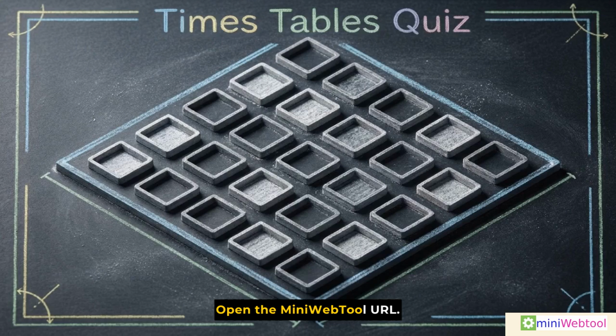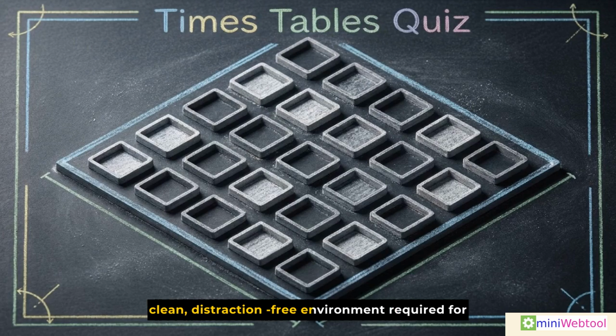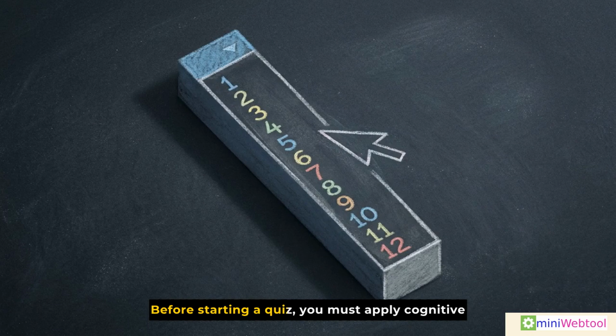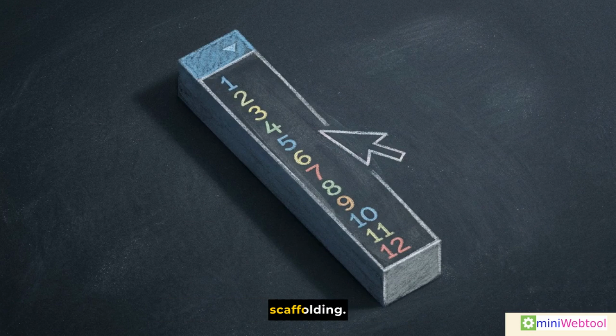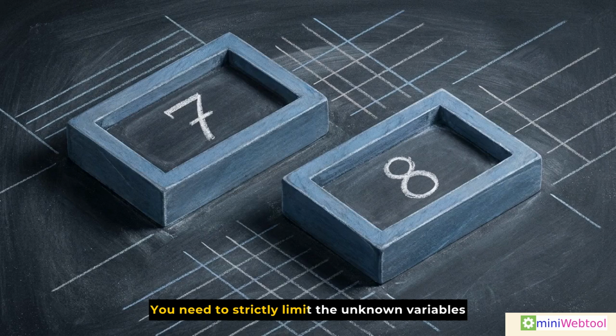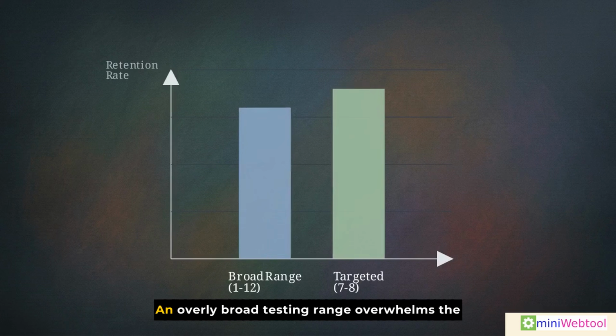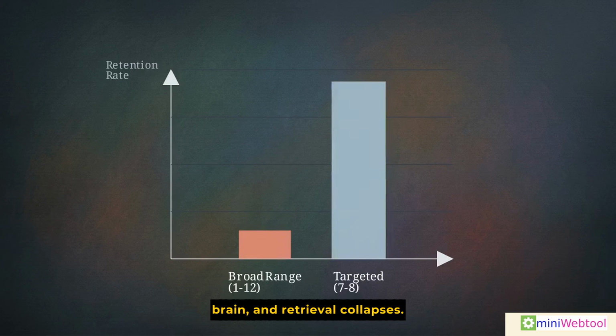Open the MiniWebTool URL. The interface is stripped down to create the clean, distraction-free environment required for deep focus. Before starting a quiz, you must apply cognitive scaffolding. You need to strictly limit the unknown variables you are trying to learn at one time. This chart compares retention rates. An overly broad testing range overwhelms the brain, and retrieval collapses.